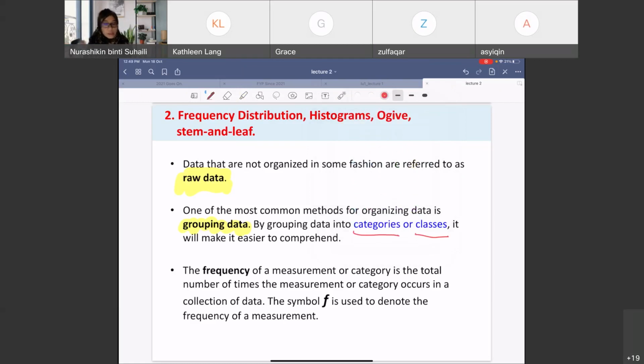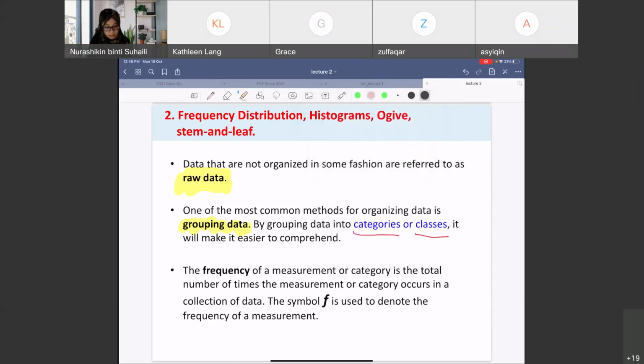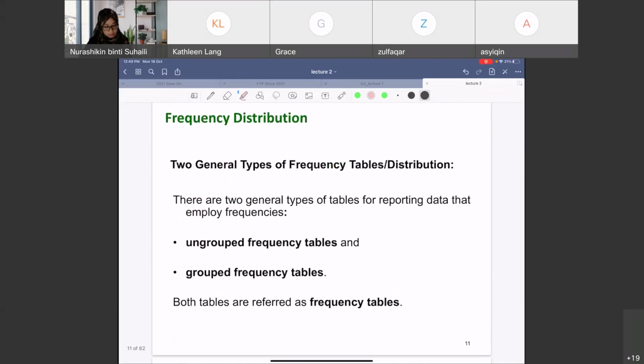And then, based on the raw data, you also have to know the frequency. What is meant by frequency is how many times the data occurs. It should be a number at the end. Let's say 5 times, you put the frequency as 5. It is called frequency, the measurement of the occurrence, and it is denoted as f in statistics. Those things you have to take note of when you organize your data.